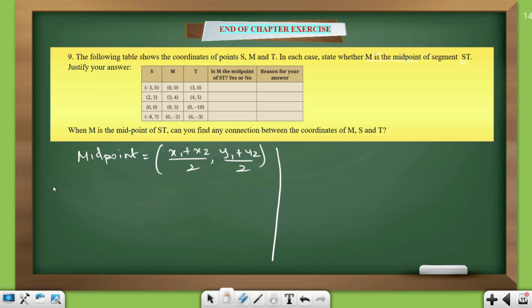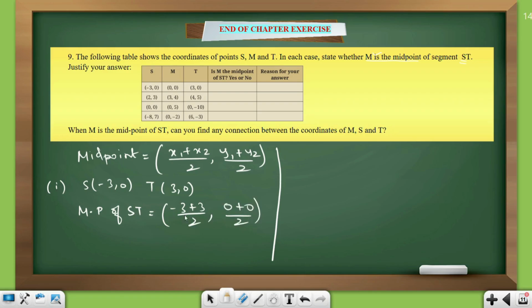Now I am going to choose the first case where S is (-3, 0) and T is (3, 0). Okay, so the midpoint of ST is equal to x1 plus x2, that is -3 plus 3 by 2, and y1 plus y2 is 0 plus 0 by 2. Minus 3 plus 3 anyhow is 0. 0 divided by 2 is 0. Similarly, 0 plus 0 is 0, and 0 divided by 2 is also 0.